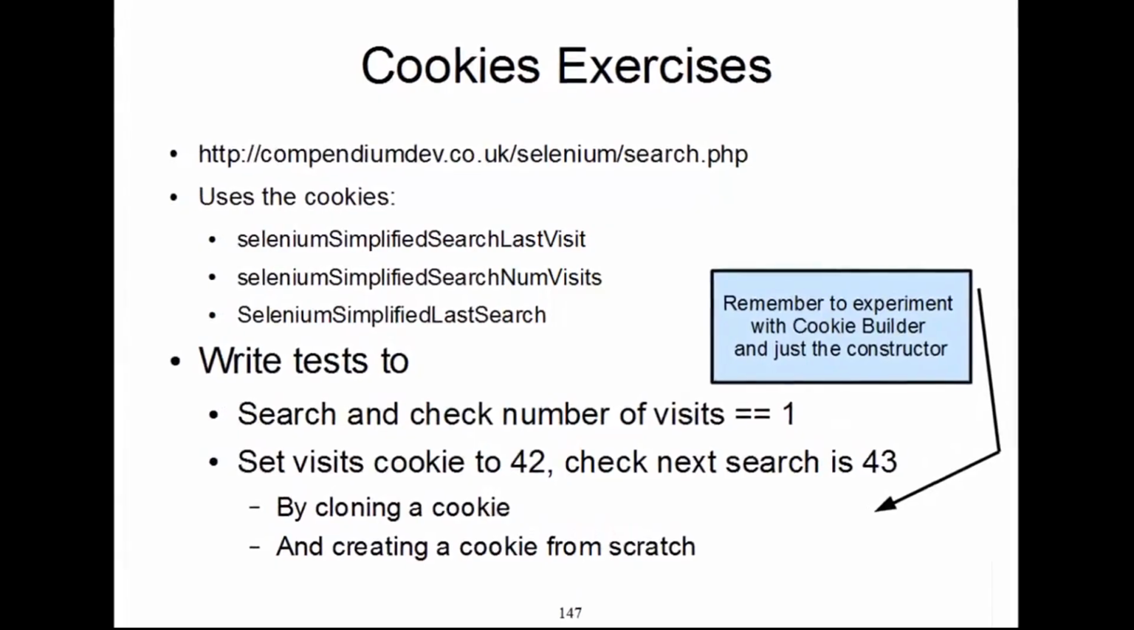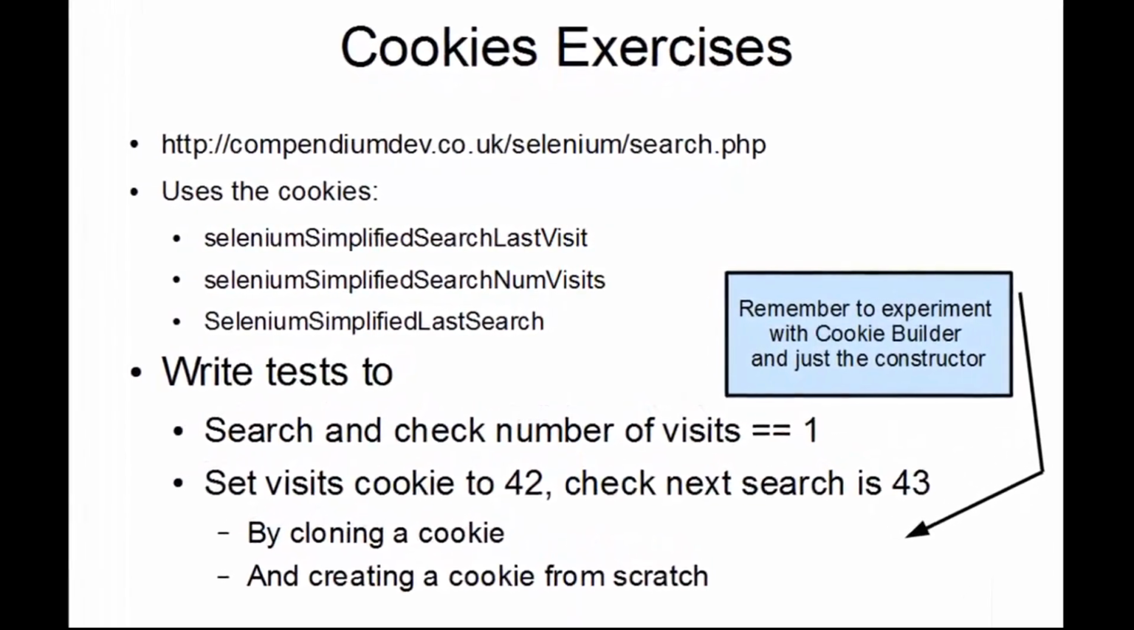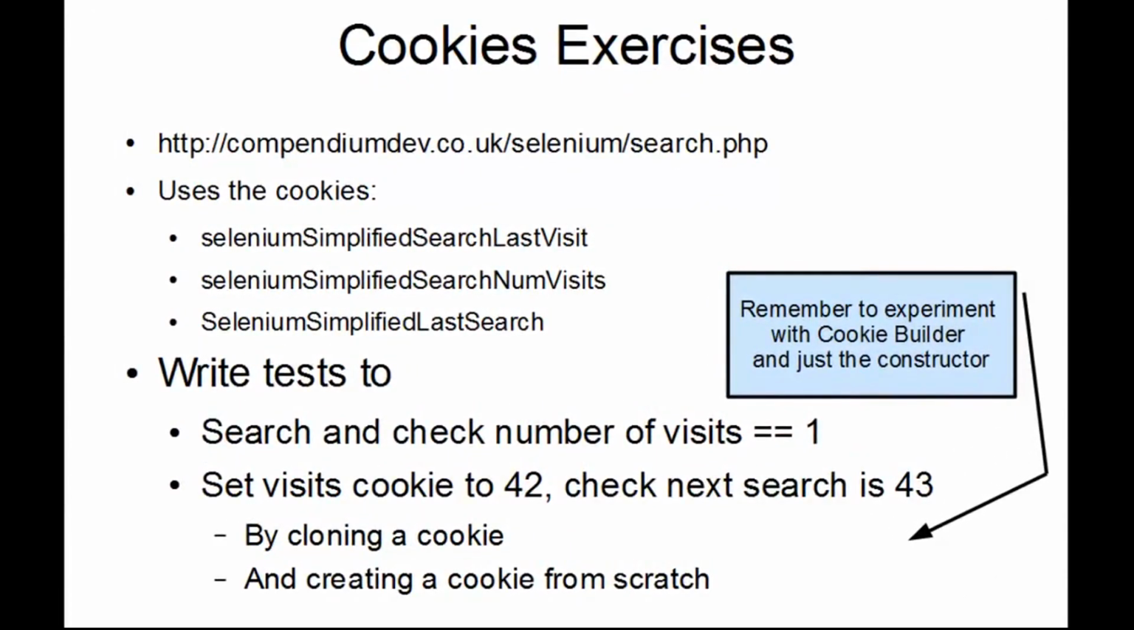And now it's your turn to shine again. So using the page that you just saw, the search engine, http compendiumdev.co.uk/selenium/search.php, you're going to use the cookies that page uses. You can see the list there, there's 3 cookies that are mainly used on that page. And you're going to write a test to search and then check that the number of visits is 1. So you're essentially going to make it your first search.